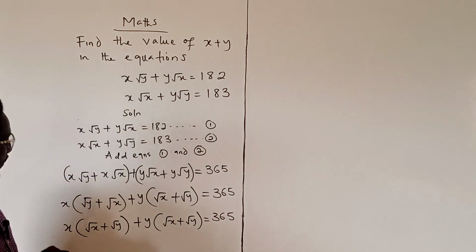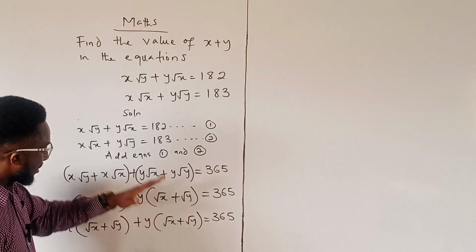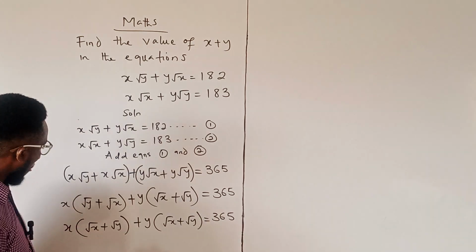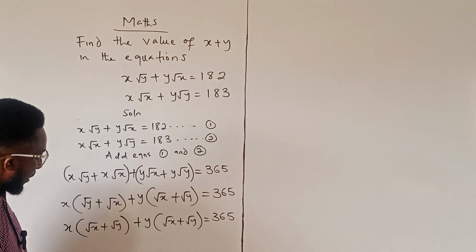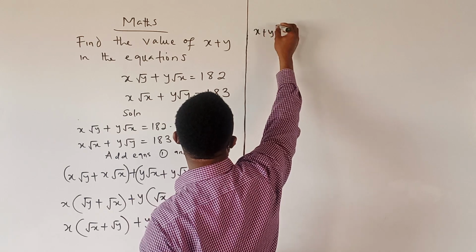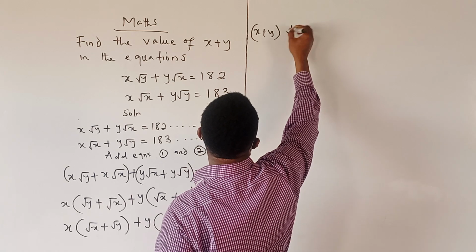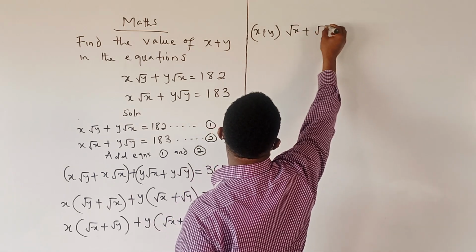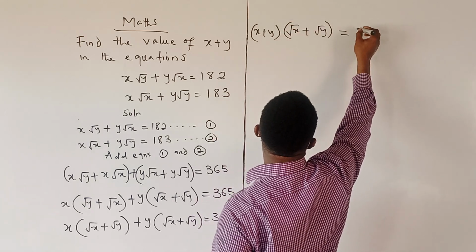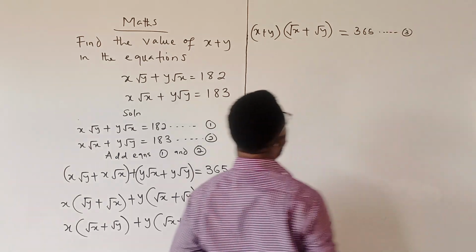So you can see that factorization by grouping has made this problem simpler. You can see that these two parentheses are the same. I will add the outside factors. So we are going to have x plus y in one parenthesis, and I'll take one of these two, rad x plus rad y, in another parenthesis. Everything equal to 365. I'll call this one equation number 3.